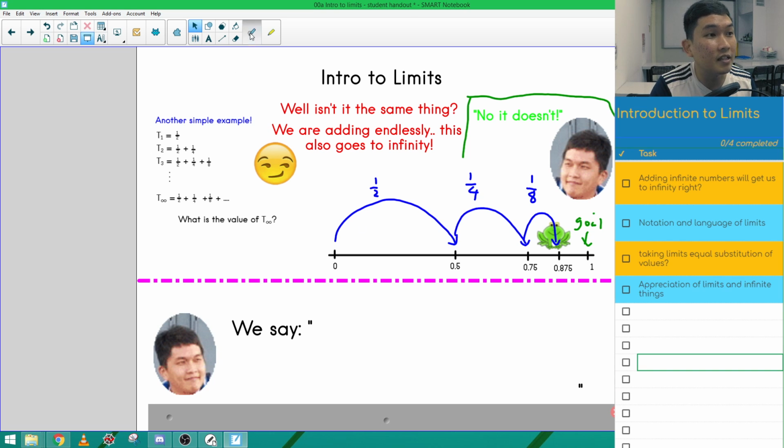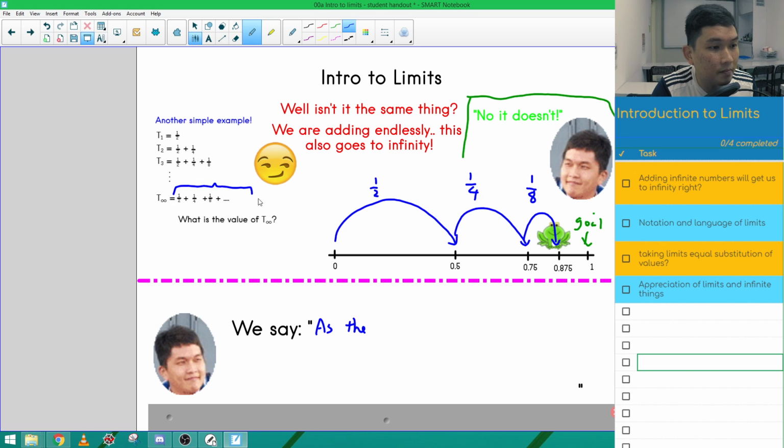Okay, now we can truly understand the meaning of the word approach, because it's about being really near, but not getting there. So we say as the number of terms, right? We're not adding ones now, we're adding fractions. So the general name of these fractions are just terms, right? As the number of terms approaches infinity. Right. This number of terms will be infinite, right? The sum approaches 1.